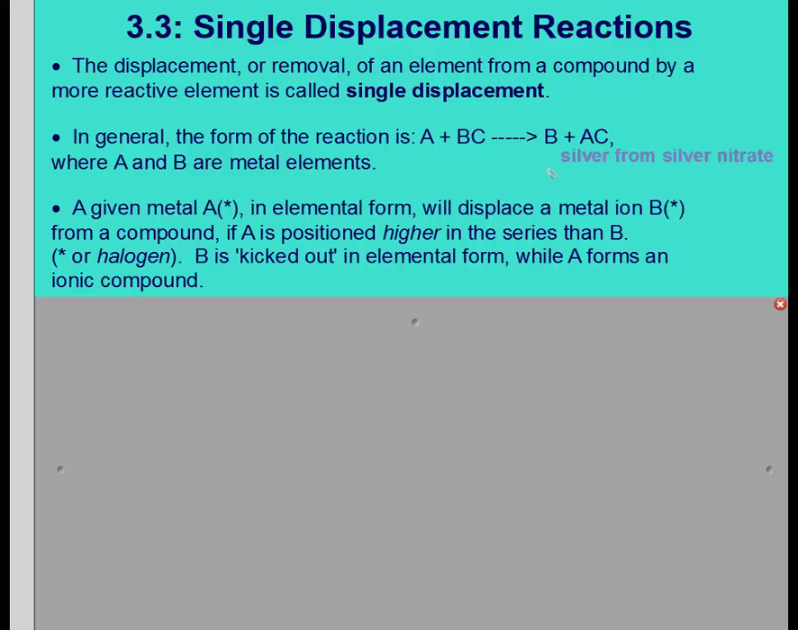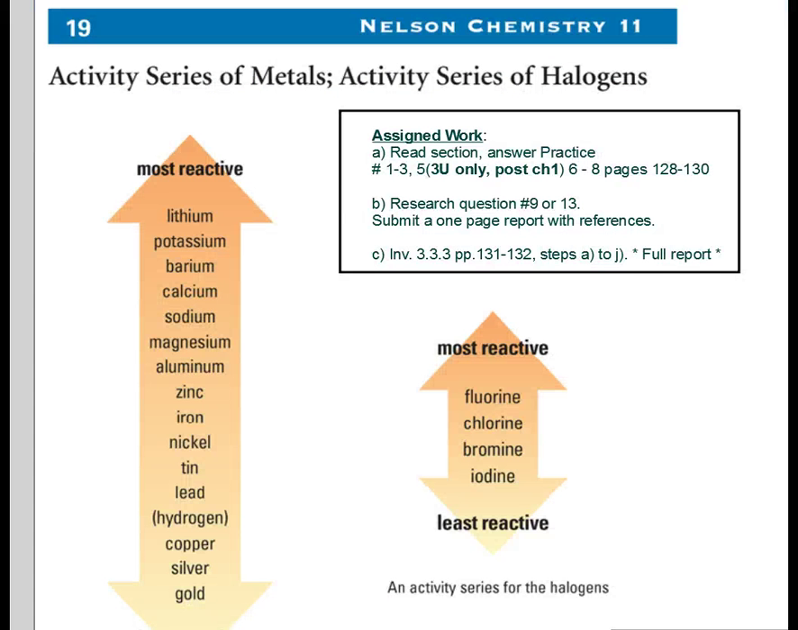Notice that we could also be referring to a halogen, and the activity series that we're going to examine is for metal elements, but there is a similar activity series for halogens, and you'll see it in your textbook. It looks like this. So the halogens are on the right, and the activity series for the metal elements, including hydrogen as well, is on the left.